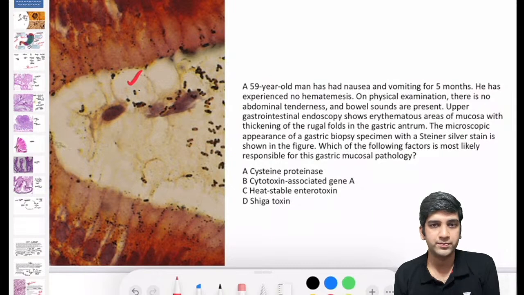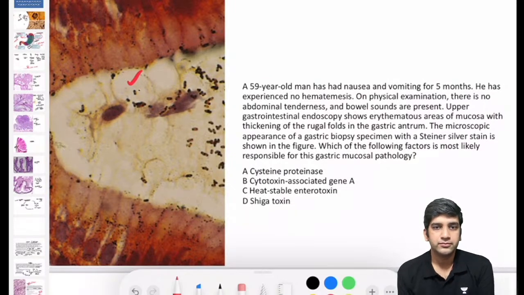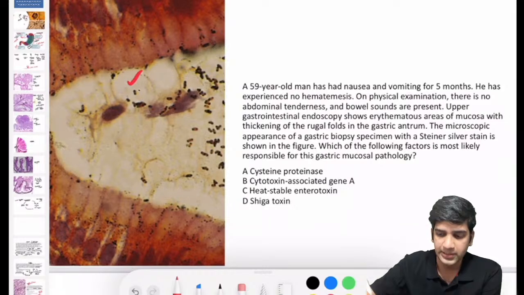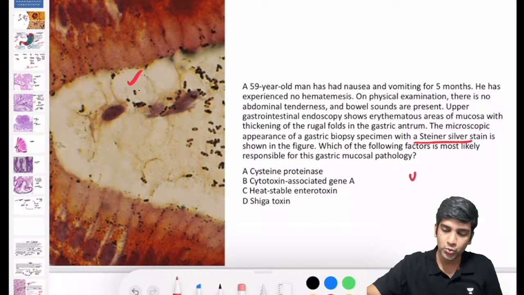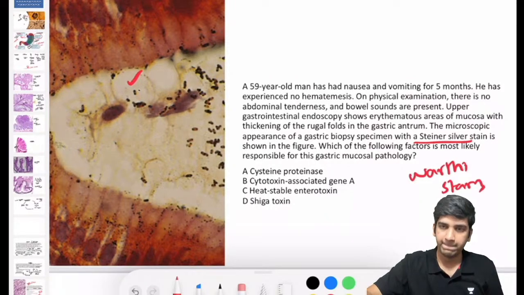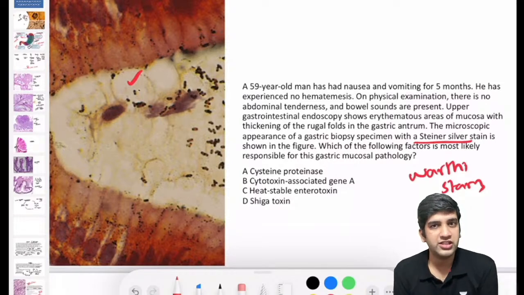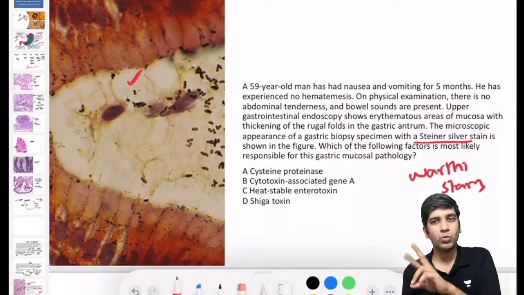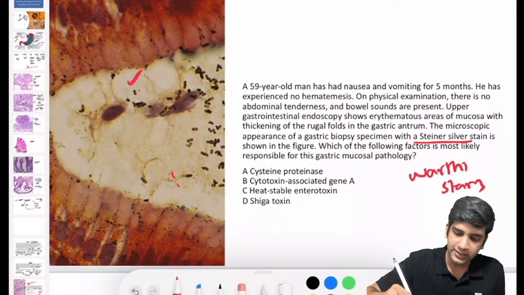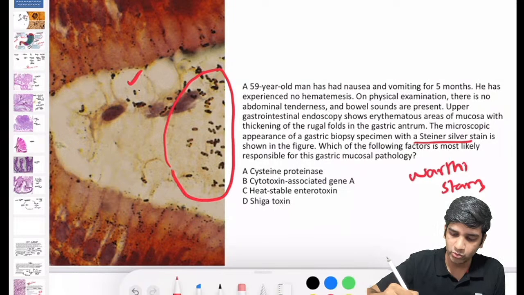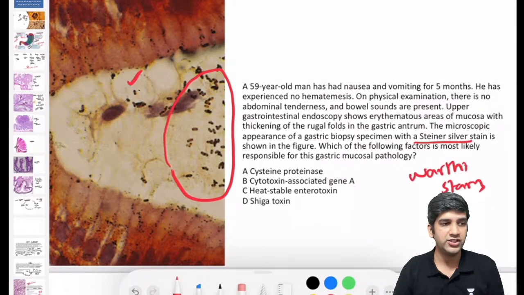What is the stain used here? The stain used here is, like the question says, that there are two different types of silver stain. It could be either Steiner silver stain, or I can use Warthin-Starry. Okay. I can use Warthin-Starry or a Steiner silver. Its basis is more important. What is the procedure that differentiates Steiner silver and Warthin-Starry? And here all the black particles in the mucosa, in the lumen, is your H.